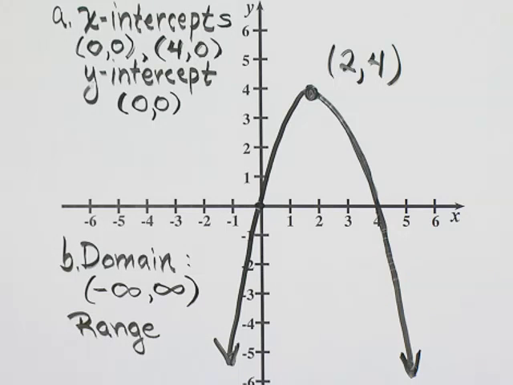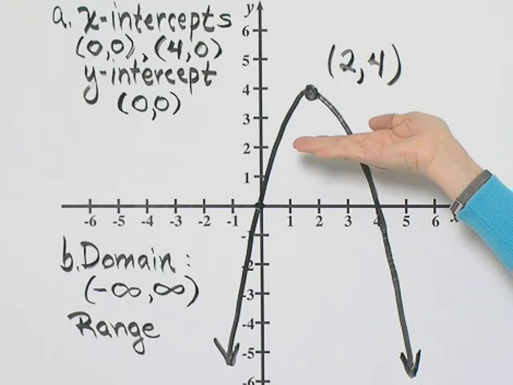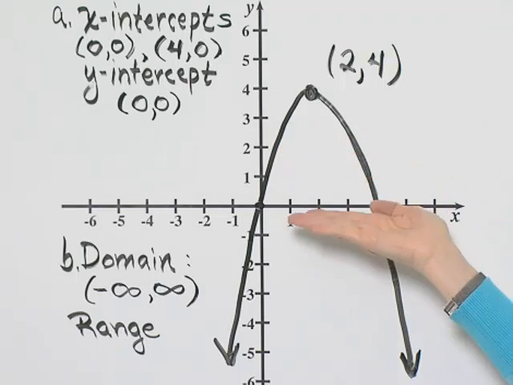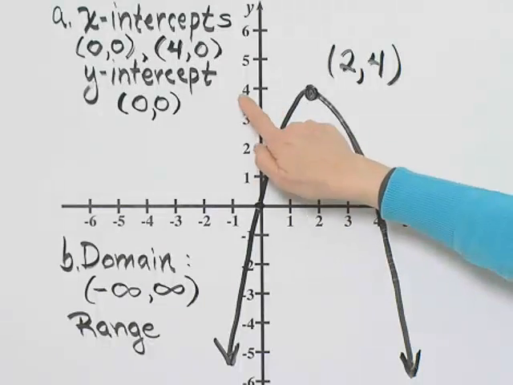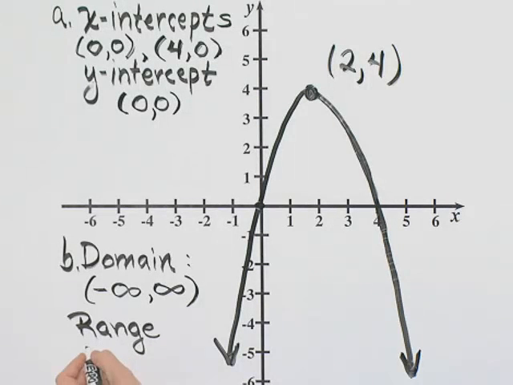What about the range? How far down and how far up? Because range has to do with y values. How far down? Again, negative infinity. And then how far up? Remember, range has to do, once again, with y values. So how far up: to the y value of 4. So the range is from negative infinity to 4.